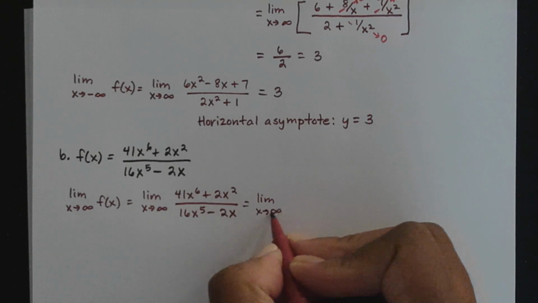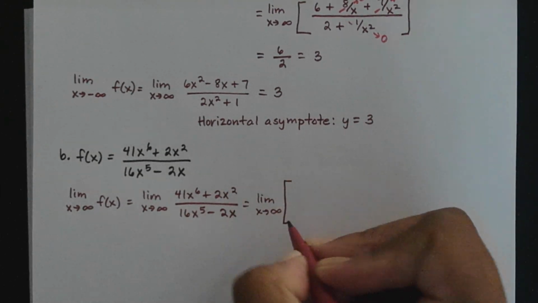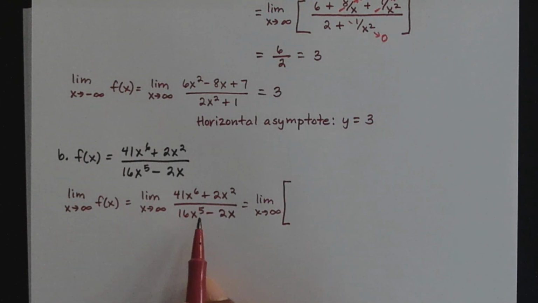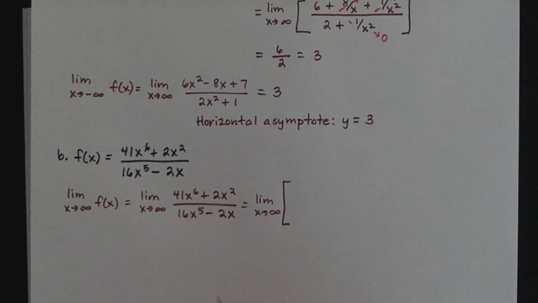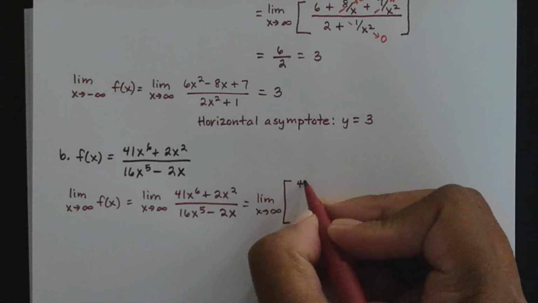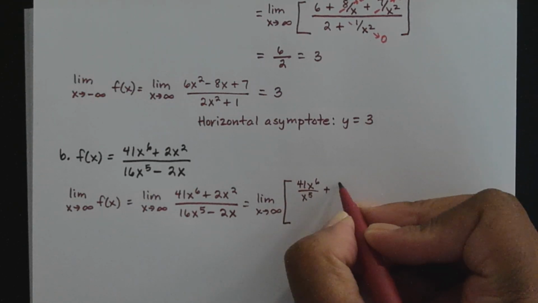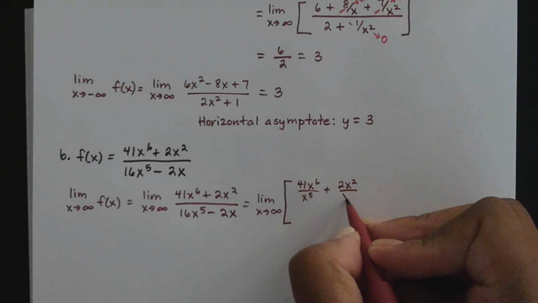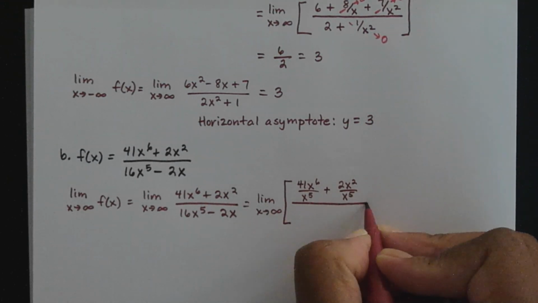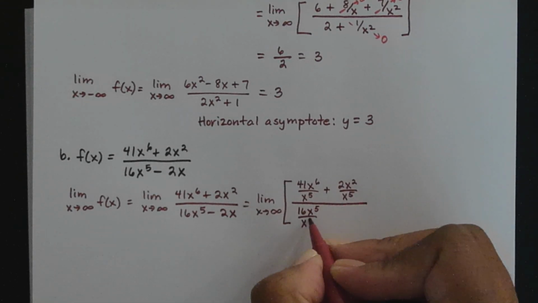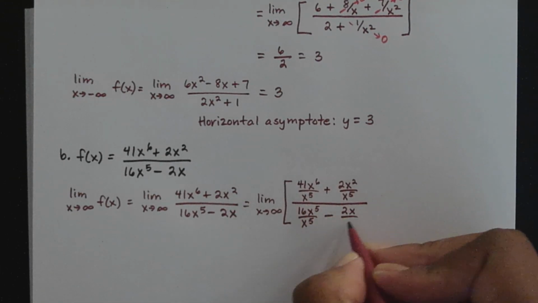Now in this case, we divide every single term in the numerator and the denominator by the highest exponent in the denominator. Here we're going to be dividing by x to the 5th. And then 2x squared will be divided by x to the 5th. The denominator, 16x to the 5th, will be divided by x to the 5th, minus 2x divided by x to the 5th.